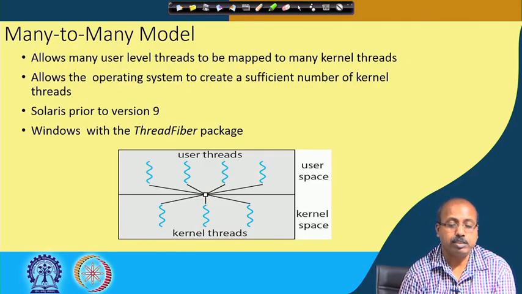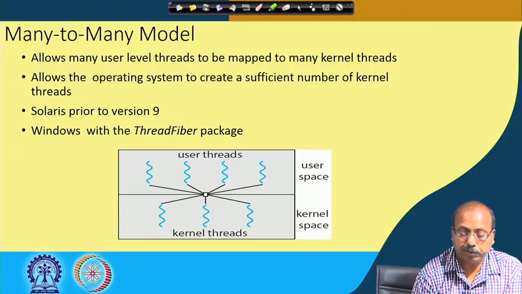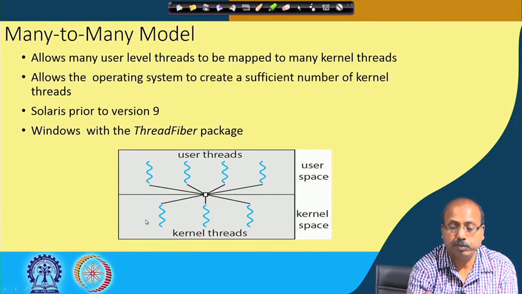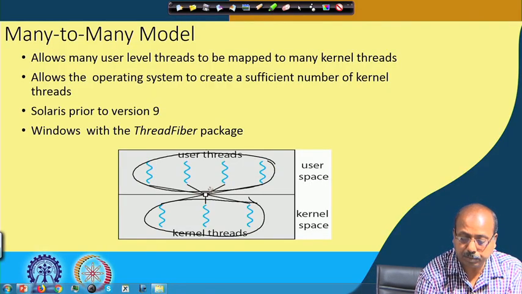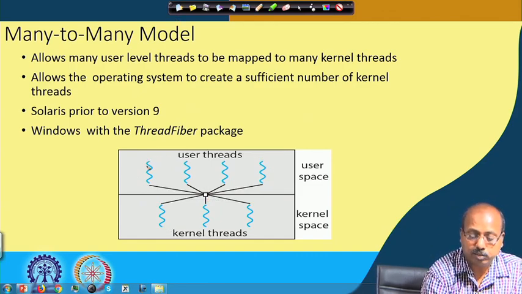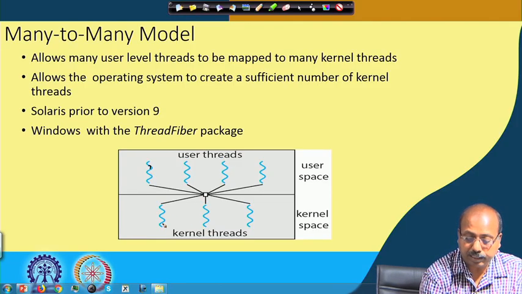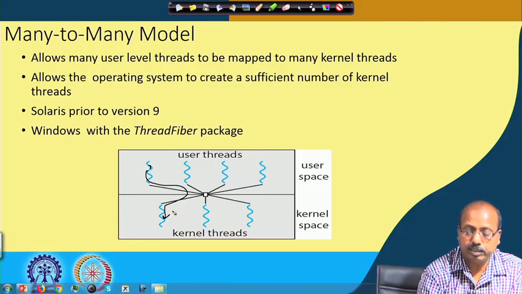Another model that we have is the many to many model. This is a more flexible one. We have a group of kernel threads and a group of user level threads, and the mapping is between them. Whenever a user level thread wants to make a system call, the system will find out whether any kernel level thread is free, maybe this one is free. As a result, this system call will be executed by this thread.